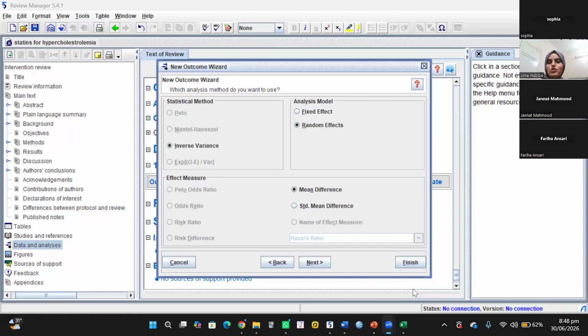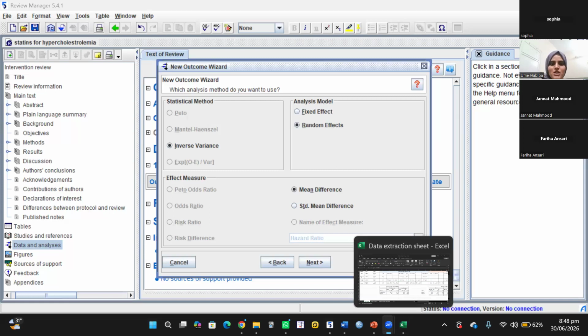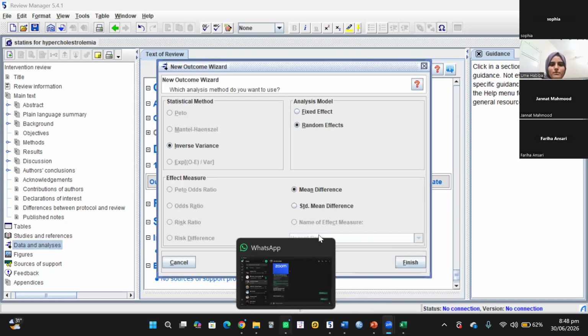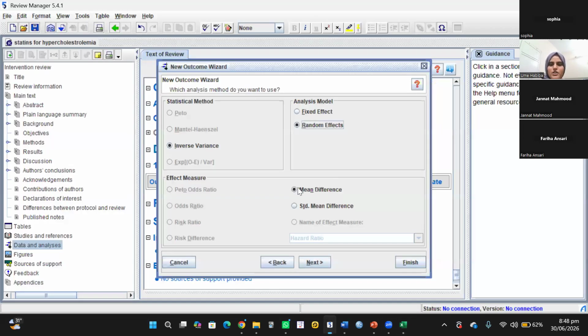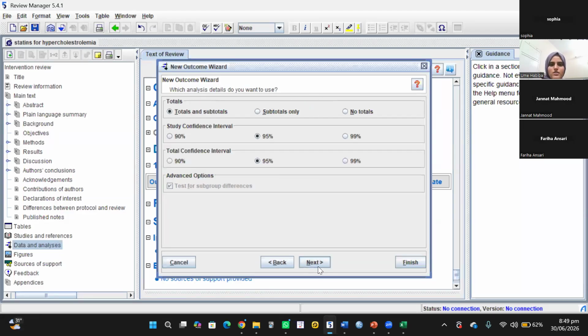So you see, you have to choose these things for yourself. Revman doesn't know. So you have to know what these things mean. Okay. So mean difference. Next. Keep it as it is, 95% confidence interval. I'll talk a bit about confidence interval later.